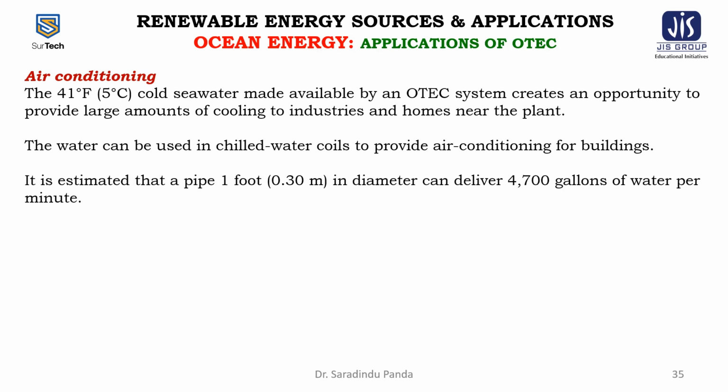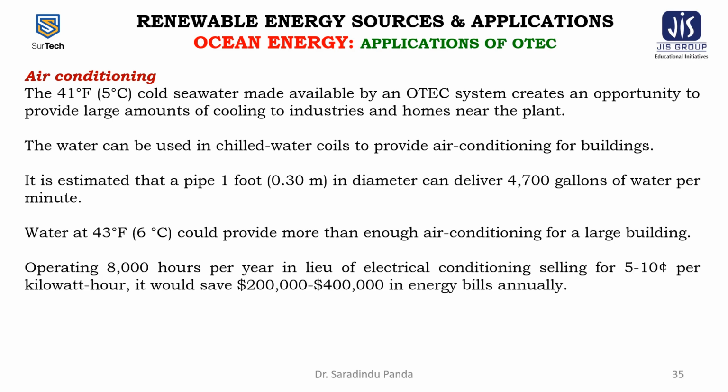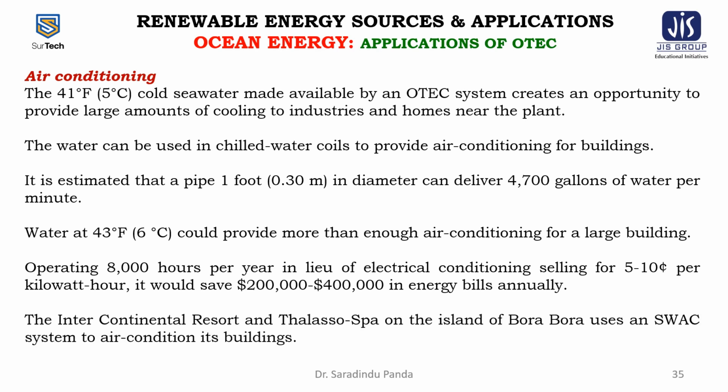It is estimated that a pipe 1 foot in diameter can deliver 4,700 gallons of water per minute. Water at 43 degrees Fahrenheit, approximately 6 degrees centigrade, could provide more than enough air conditioning for a large building. Operating 8,000 hours per year in lieu of electrical conditioning, selling for 5 to 10 cents per kilowatt hour, it could save $2 lakh to $4 lakh in energy bills annually.